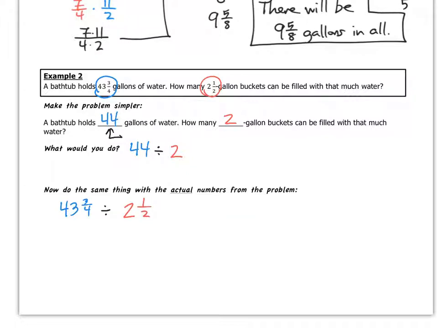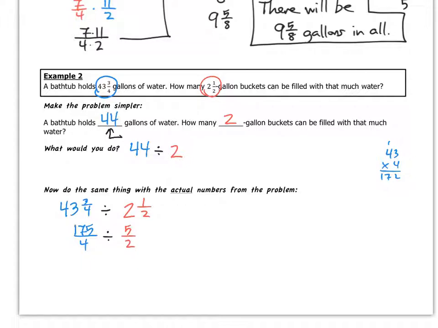So the first thing we need to do is make our mixed numbers improper fractions. And so we'll do that for 43 and 3/4. 43 times 4 is 172, and then if I add 3 to that, I get 175. So this becomes 175 over 4. And now I'm dividing this by 2.5, which as an improper fraction would be 5/2.